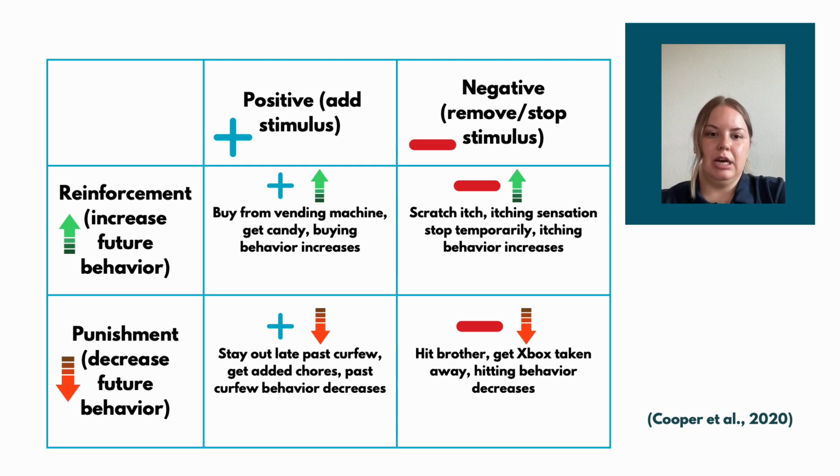For positive punishment, we have you stay out late past curfew, you get added chores, and past curfew behavior decreases. So we see past curfew behavior decreasing, automatically we know that's punishment because punishment decreases future behavior. Then we look at, okay, the consequence was you got added chores. And so that's an added stimulus to your environment, so it's going to be positive. So that one would be positive punishment. Then we have negative punishment. So you hit your brother, you get your Xbox token for time taken away that day, and your hitting behavior decreases in the future. Automatically, hitting behavior decreases in the future, we know that's punishment. And then we can see that the Xbox token gets taken away, so a stimulus is removed, and so we know it's negative.